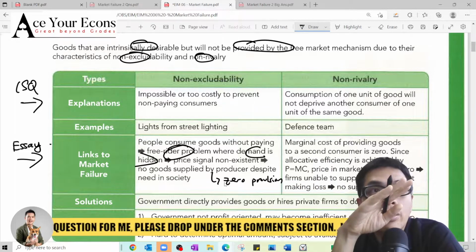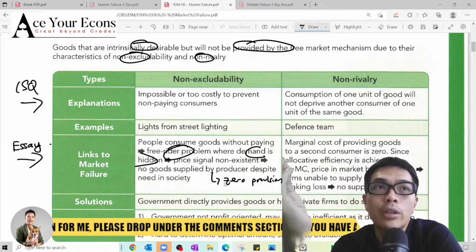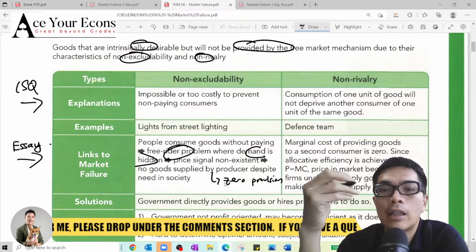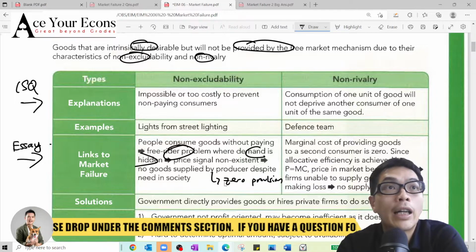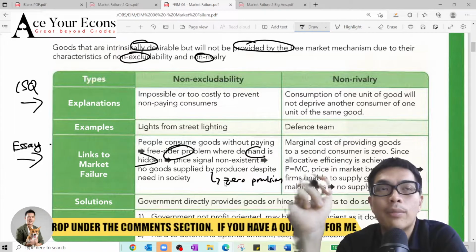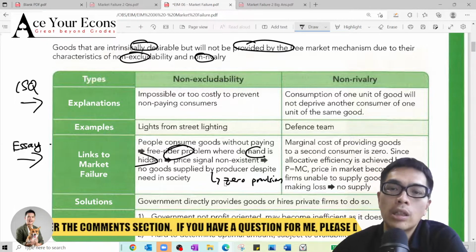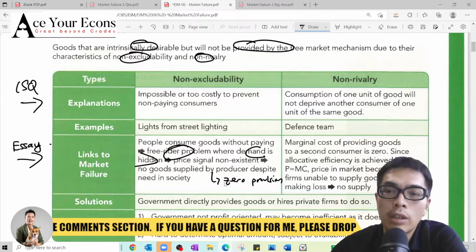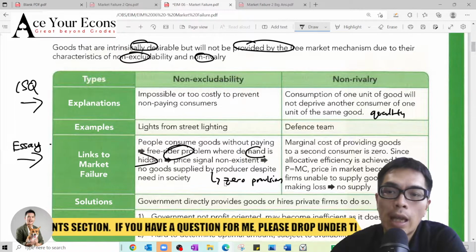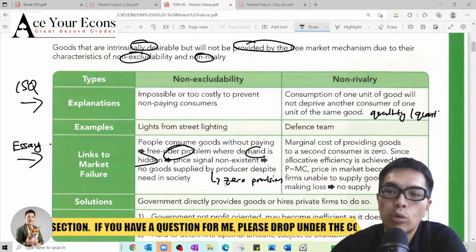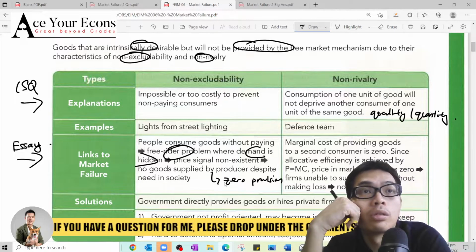Non-rivalrous, okay. If we look at the definition perspective or the CSQ perspective, all we need to know is that the consumption of one good will not deprive the other consumer of the same good. There's also another term often used interchangeably: it will not deprive another consumer of the quality and quantity available, the two Qs. Check your school notes whether they use the two Qs.